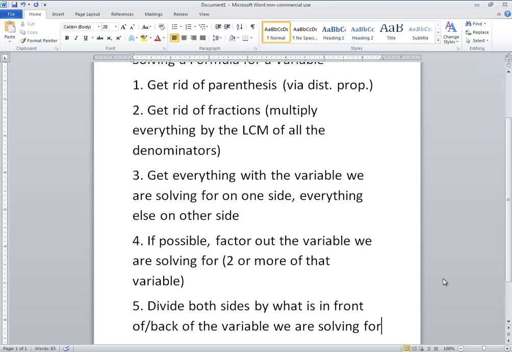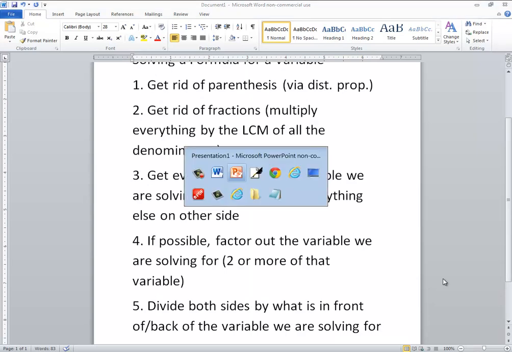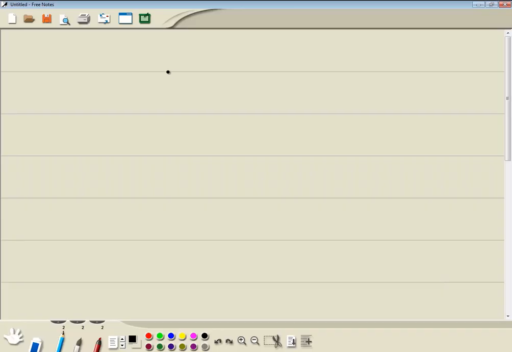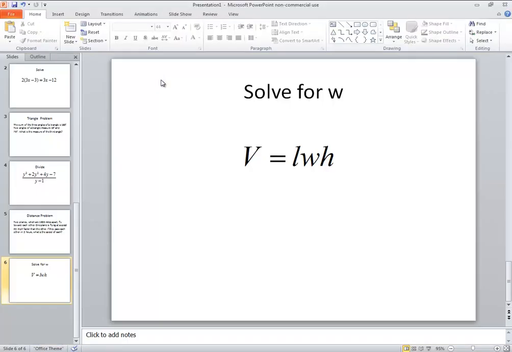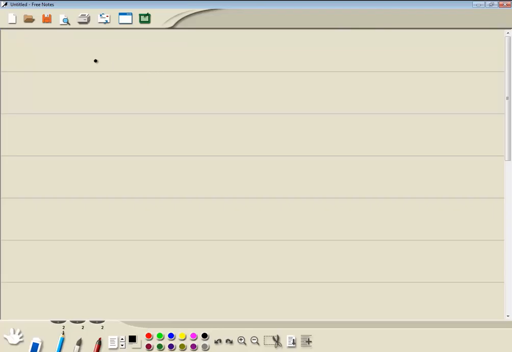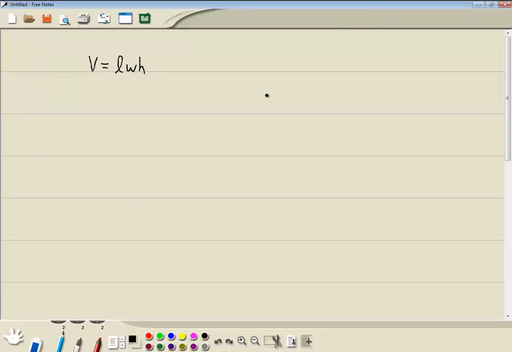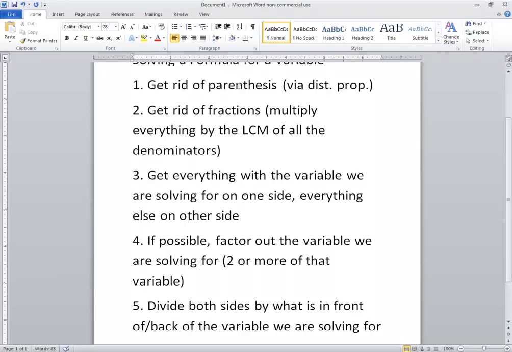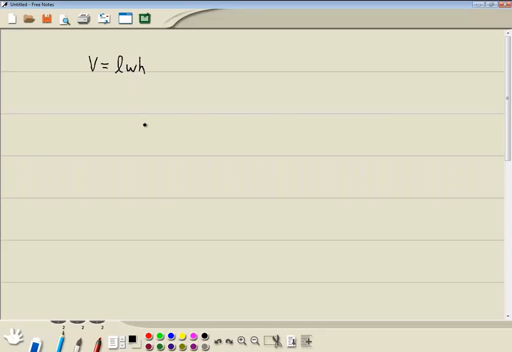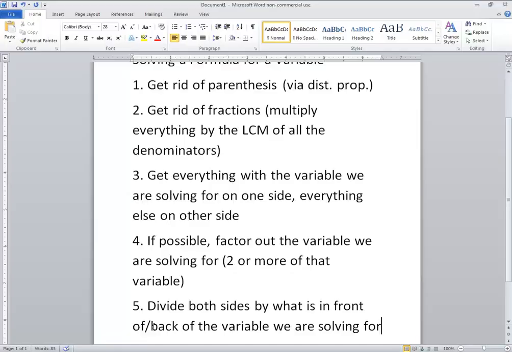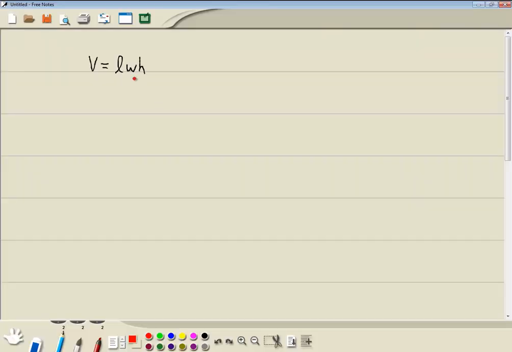And let's take a look at this problem. We got V is equal to LWH. And we're solving it for W. Okay, first step, get rid of parentheses. Don't have any. Second step, get rid of fractions. Don't have any.